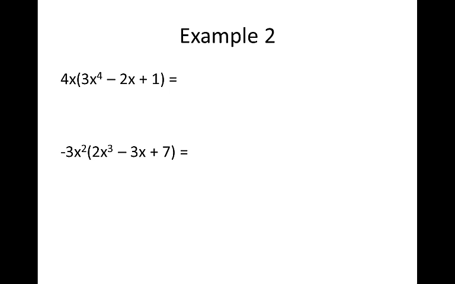Multiplying a monomial and a polynomial. So we've done this before as well, maybe not with this big of exponents, but nonetheless the procedure is the same. 4x times 3x to the 4th. We just multiply the 4x times 3x to the 4th, and we'll get 12x to the 5th. And then the 4x times the negative 2x would be a negative 8x squared. And then finally, 4x times the 1 would be plus 4x.